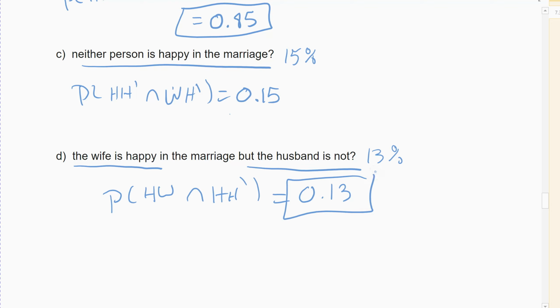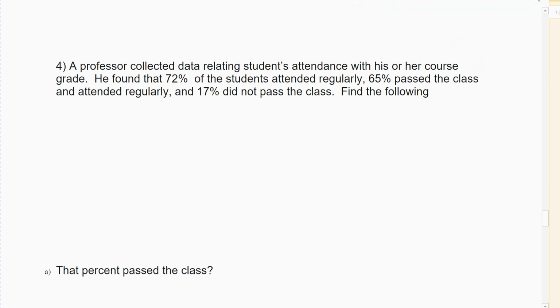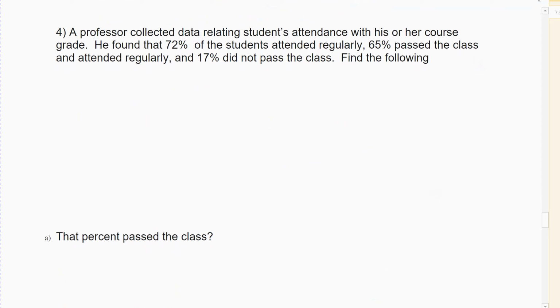All right, the second example of an application where we use a Venn or formulas. This one's a little tougher. The Venn setup is a little tougher. Our professor has collected data on his students who attend his courses. We don't know how many students, so it could be a class of 10, could be a class of 50, could be a class of 100, could be a class of 300. We don't know, but we know what percent land in each of the categories. The two categories he's looking at would be the students attend regularly and they pass the class.